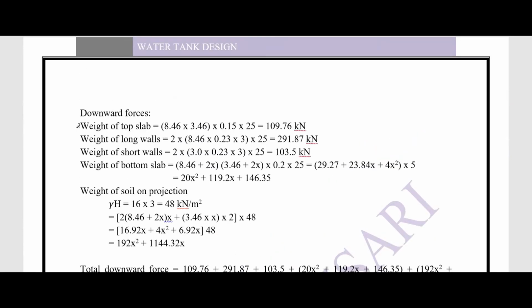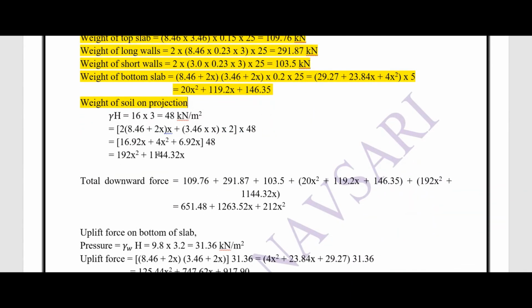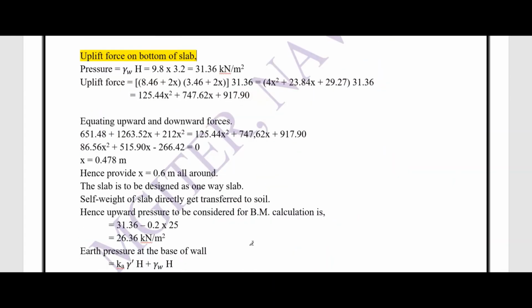For the downward force, same data, same method we used in the previous example, just a change in the values. After the projection calculation, we calculate the total upward pressure and the uplift force on the bottom of the base slab, with equivalent upward and downward force. Hence provide x as 0.6 meter all around.